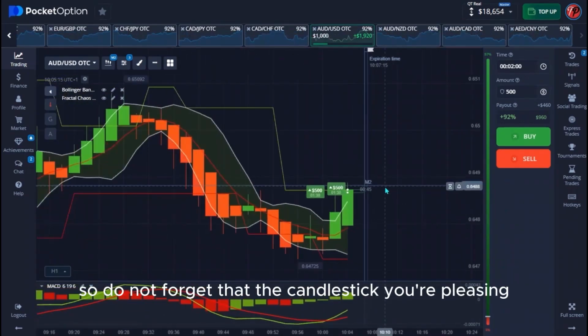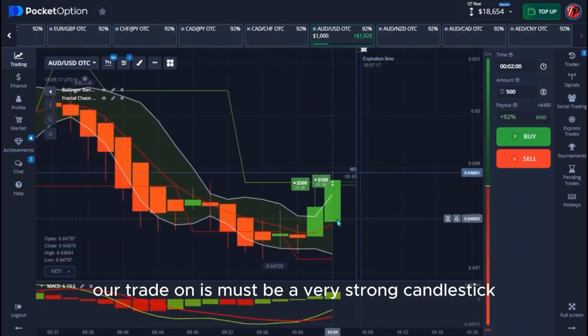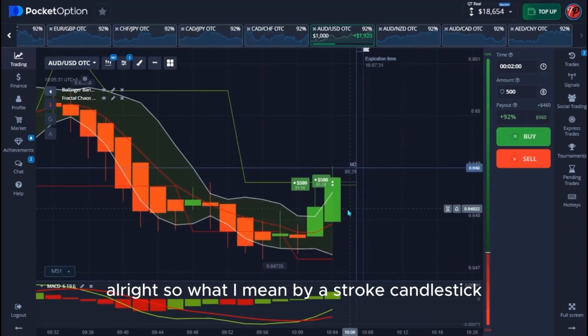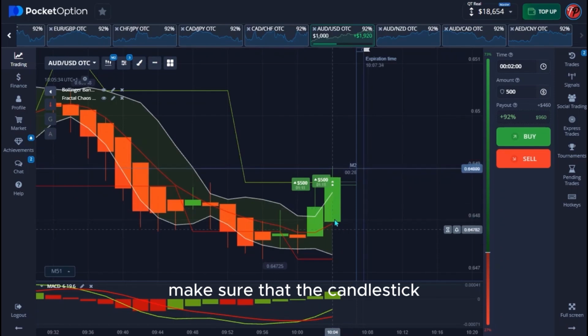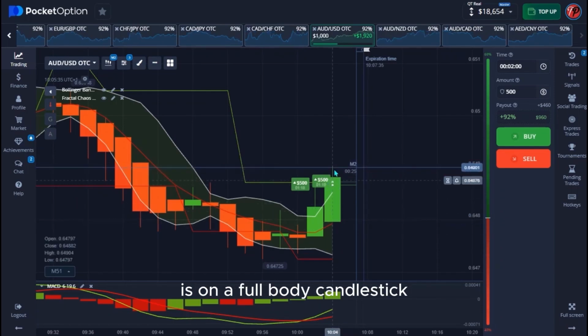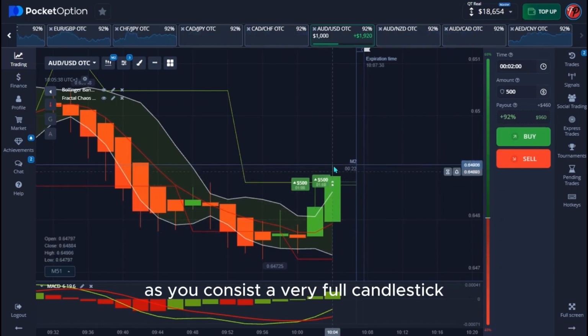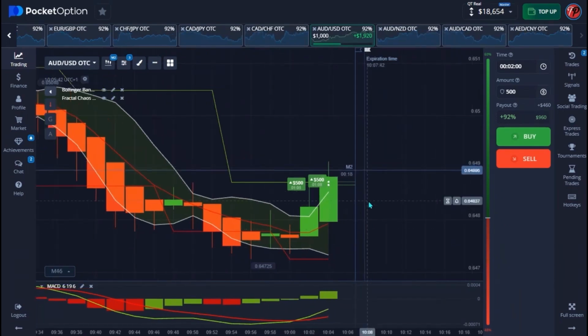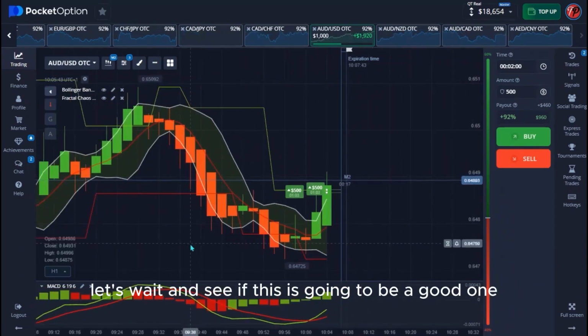So do not forget that the candlestick we are placing our trade on must be a very strong candlestick. It must be a very stable and strong candlestick. All right, so what I mean by a strong candlestick, make sure that the candlestick you're placing your trade on is a full body candlestick. As you can see, this is a very full candlestick, not like a choppy candlestick like this. All right, so guys, let's wait and see if this is going to be a good one.